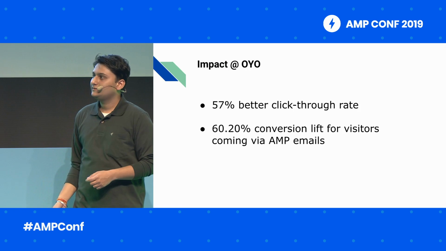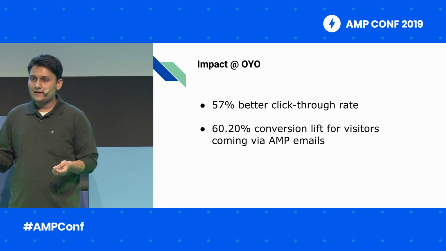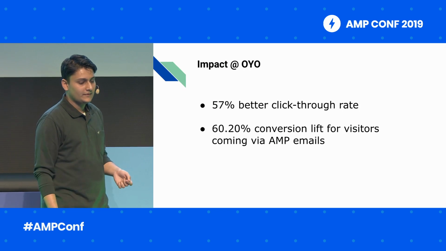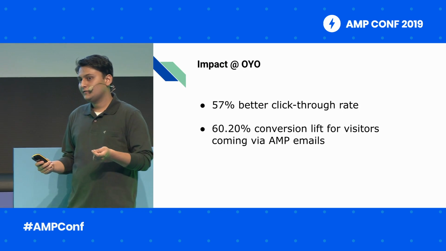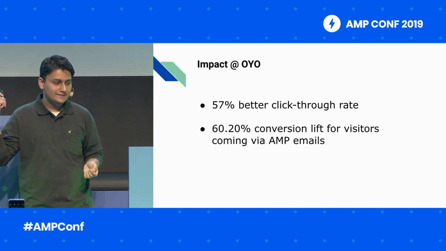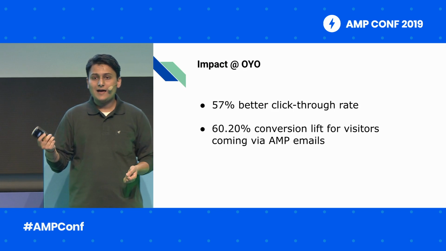And here's the great part. We actually did a pilot program and sent AMP emails to actual users, and the results were profound. A 57% better click-through rate was experienced, and what's even better is the 60.20% conversion lift for visitors coming via AMP emails.